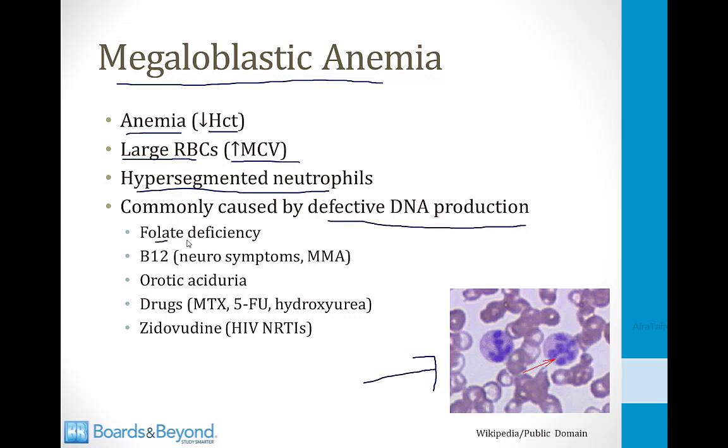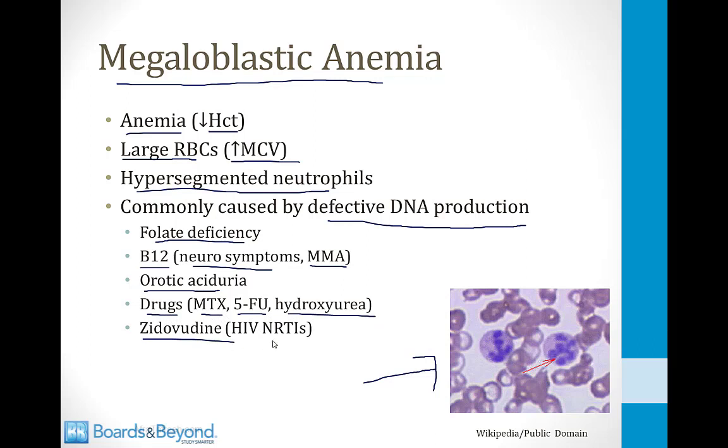So you can see them in folate deficiency, you can see them in B12 deficiency along with neurosymptoms and high levels of MMA. You can see them in orotic aciduria, where you have dysfunction of the synthesis of pyrimidines. You can see them secondary to drugs that inhibit thymidine synthesis, drugs like methotrexate and 5-FU and hydroxyurea. And you also see them in patients with HIV who are taking zidovudine.